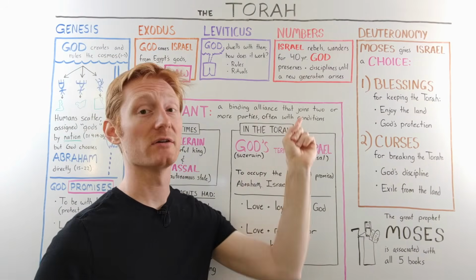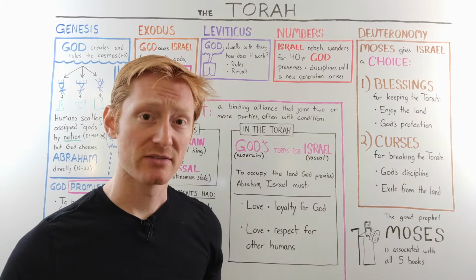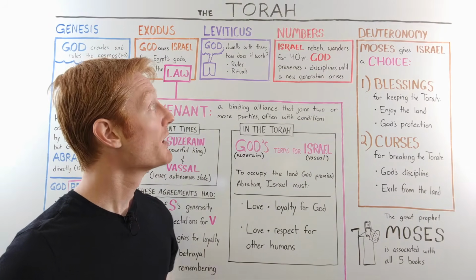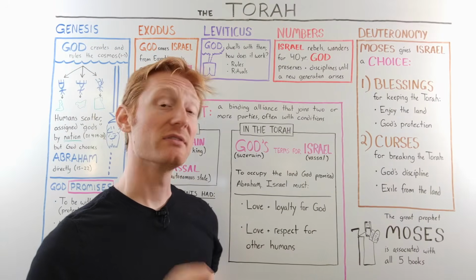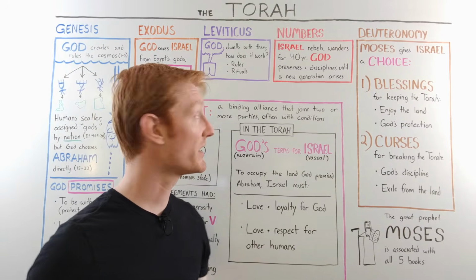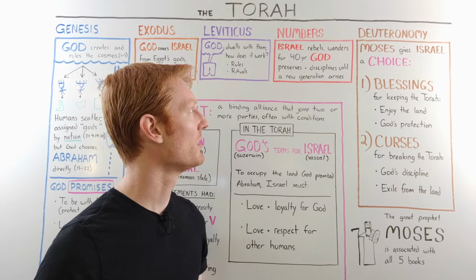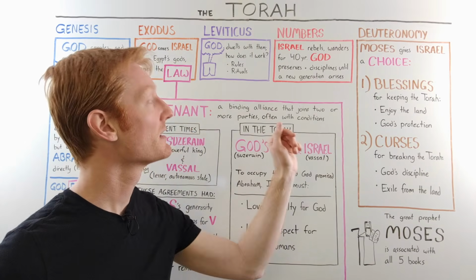Instead, they have to wait 40 years for a new generation to make the choice as to whether or not they are going to remain loyal to God. During those 40 years, though, God both disciplines the disobedient Israelites, but he also preserves them and protects them from their enemies along the way, until a new generation can make a choice.